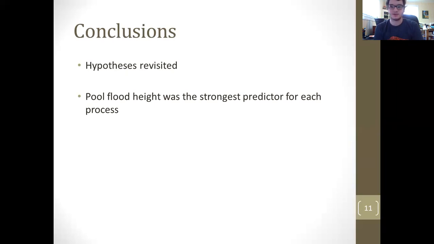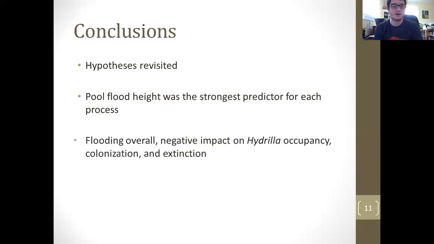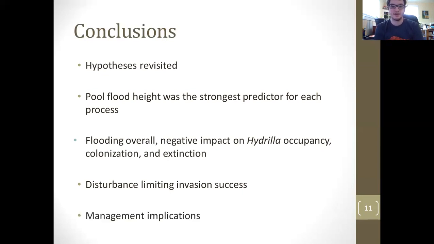Pool flood height was the strongest predictor for each process, and flooding overall had a negative impact on hydrilla occupancy, colonization, and extinction. It has been thought that most invaders take advantage of disturbance to invade communities. However, in the rock pool system, we found that disturbance is actually limiting invasion success. Using these modeling techniques with historical data of invasive species, it may be possible to pinpoint specific predictors of invasion across many other systems and taxa. Management plans could then be targeted at those predictors to manage or decrease invasion success in an ecosystem.